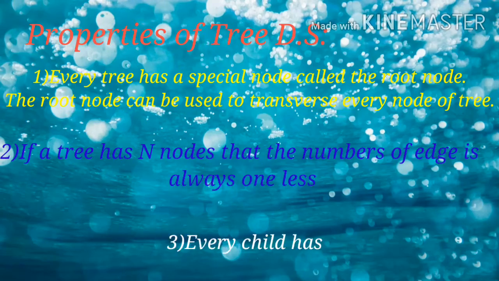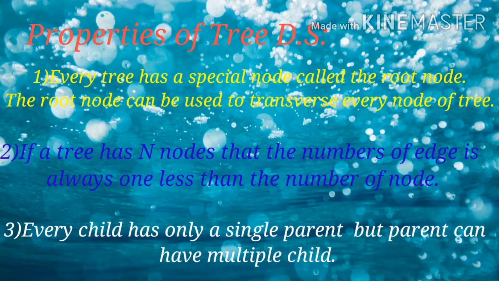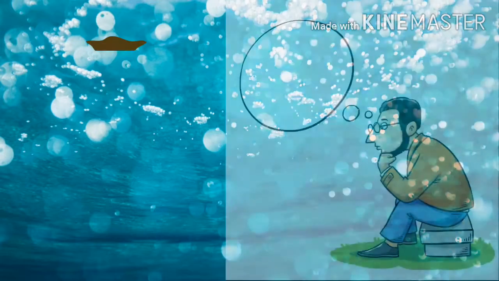Properties of tree data structure. Every tree has a special node called the root node. The root node can be used to traverse every node of the tree. It is called root because the tree originated from the root only. If a tree has n nodes, then the number of edges is always one less than the number of nodes. Every child has only a single parent, but a parent can have multiple children.